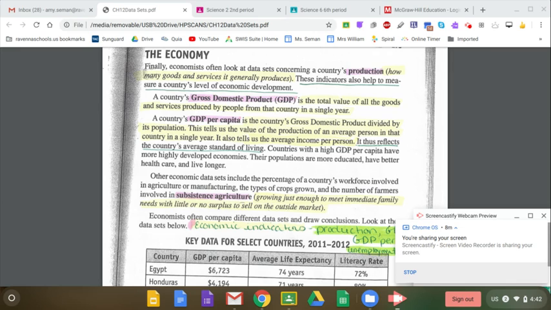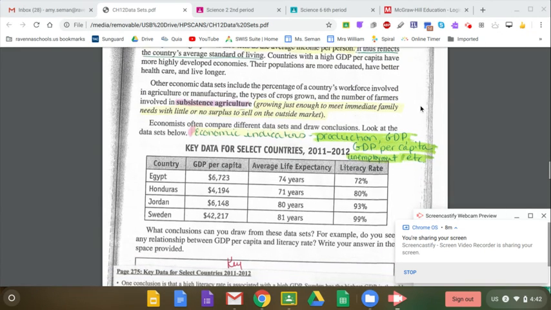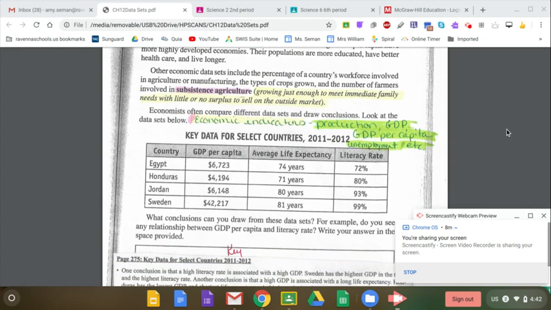Countries with a high GDP per capita have more highly developed economies. Their populations are more educated, have more health care, and live longer. Another economic data set includes the percentage of a country's workforce involved in agriculture or manufacturing. Agriculture, remember, that means farming. Those two words are interchangeable. The types of crops they grow, and the number of farmers involved in subsistence farming. Definition: growing just enough to meet immediate family needs with little or no surplus to sell on the open market.